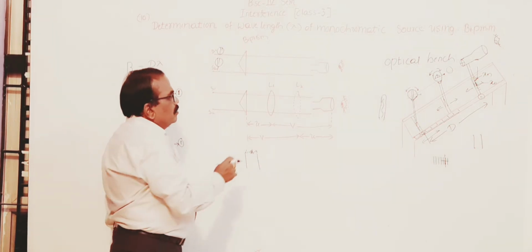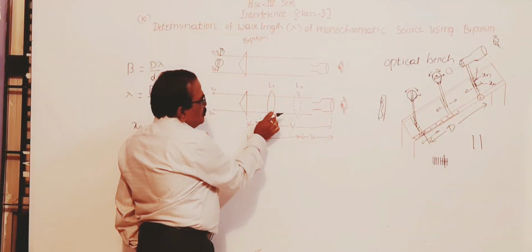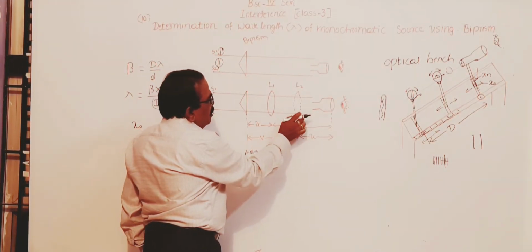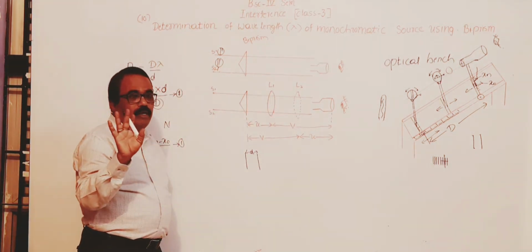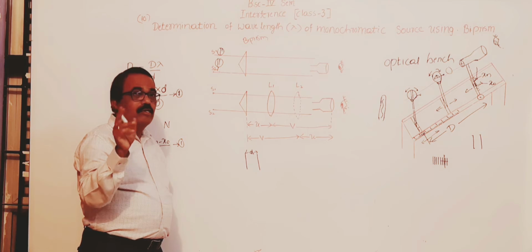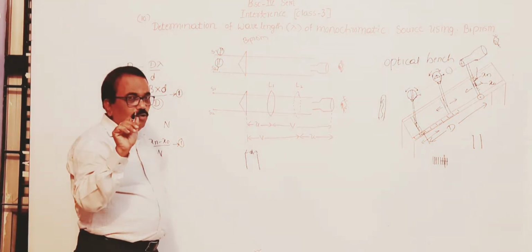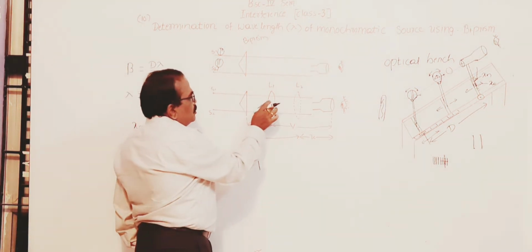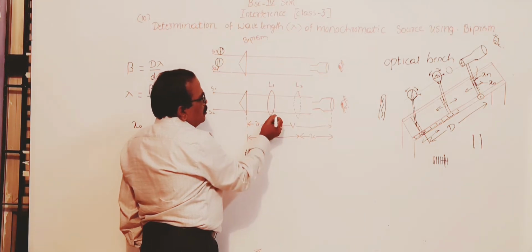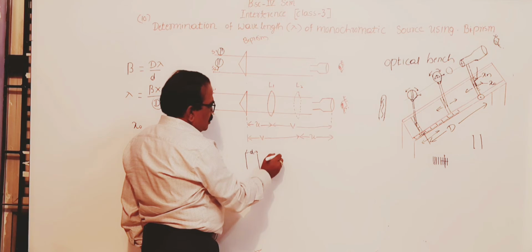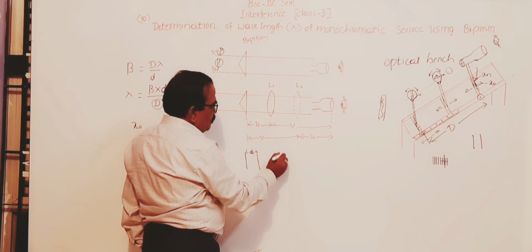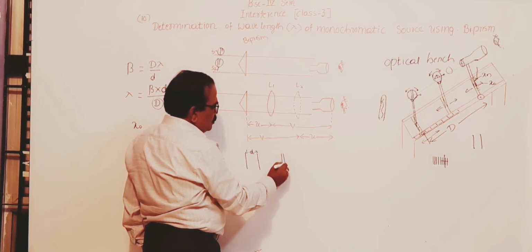Then go on moving this lens to another position, L2. L1 and L2 are not two separate lenses. They are the positions of the lens. Only one lens is used. Once it is placed at L1 and moved towards the eyepiece, at some position a diminished image of the two slits appears.